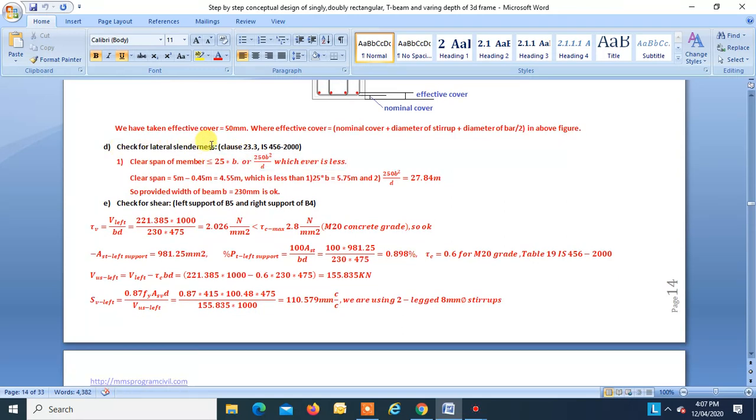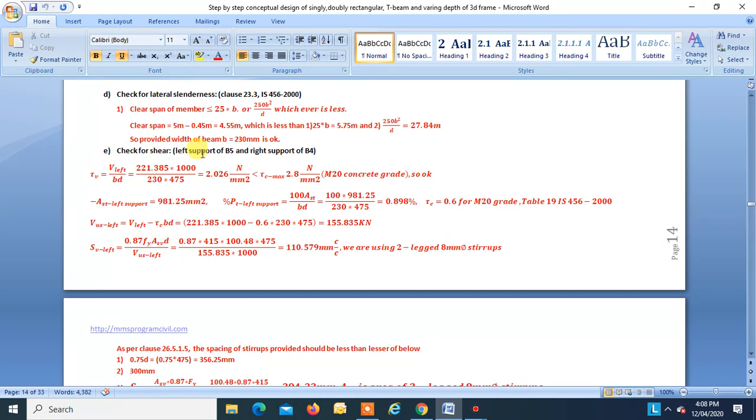Okay, check for lateral stability as per clause 23.3. Clear span should be less than 25b or 250b square by d. Okay, here it is 4.55, less than 5.75 and less than 27.84. So we are providing width equal to 230, which is found to be okay.